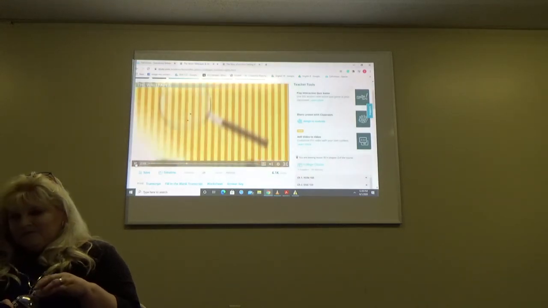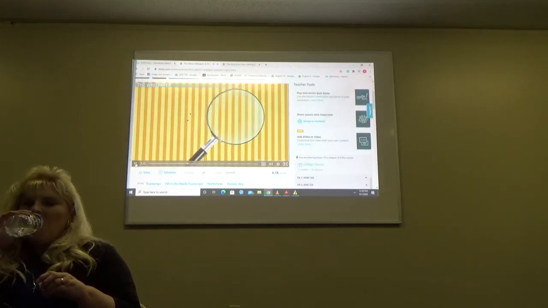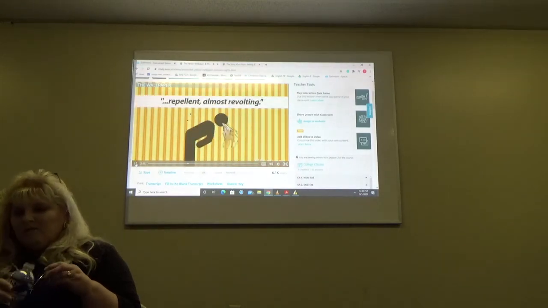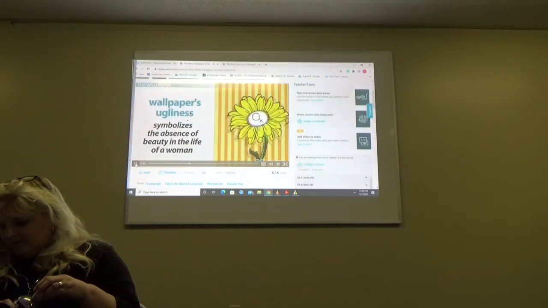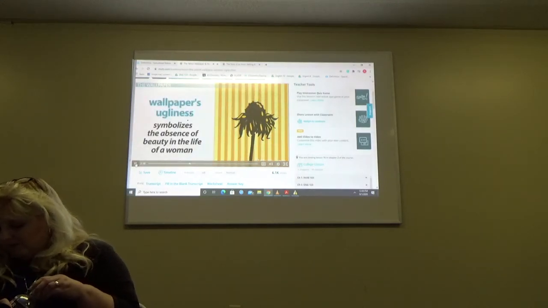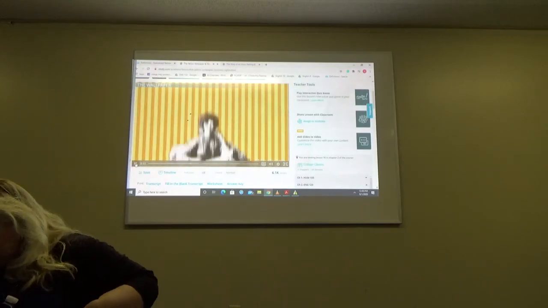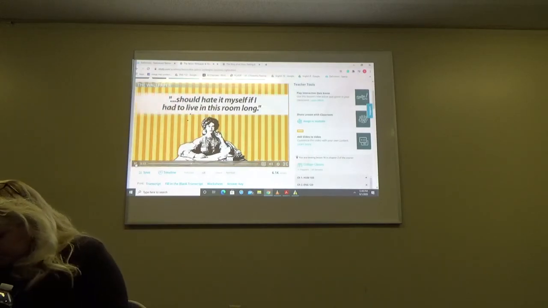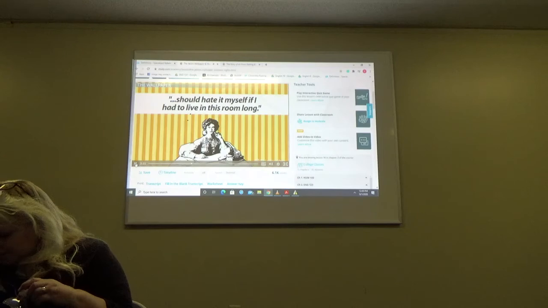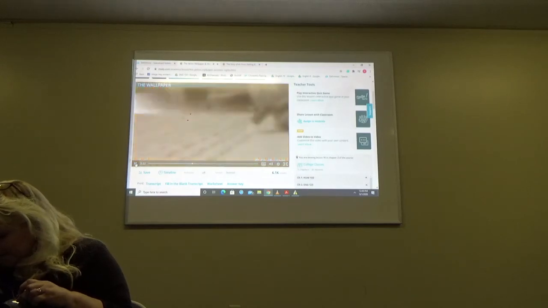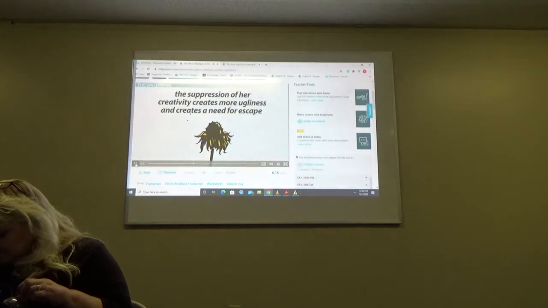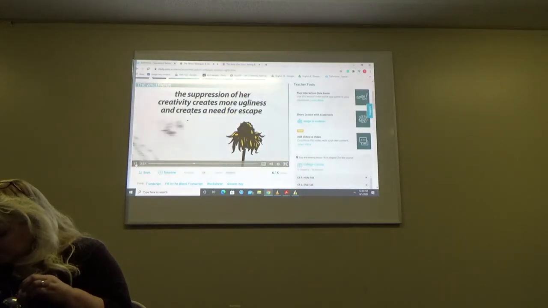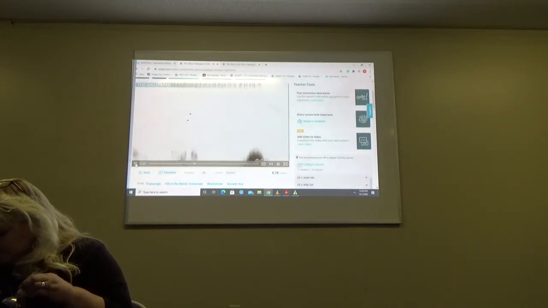There is more symbolism in the wallpaper than just the pattern. It's described as repellent, almost revolting. The wallpaper's ugliness symbolizes the absence of beauty in the life of a woman. She's trapped in an ugly prison, one that the narrator admits she should hate myself if I had to live in this room long. Any attempt to create beauty, such as the narrator's writing, is discouraged. The suppression of her creativity creates more ugliness and creates a need for escape.